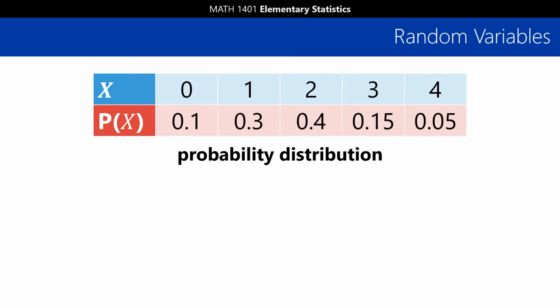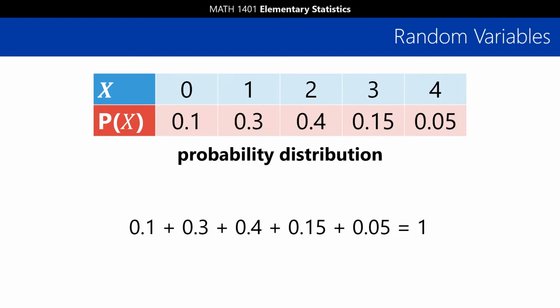When we have a random variable, we usually define what's called a probability distribution, where we take the outcomes and assign probabilities to each of them. In this case, we're saying there's a 10% chance that you never have to see the doctor in a year, a 30% chance that you have to see them once, and so on. Notice that just like every other example we've seen so far, all the probabilities add up to 1. That's a requirement for a probability distribution.